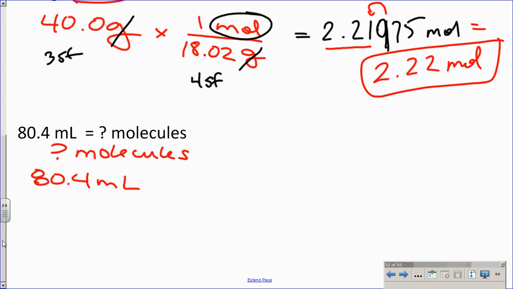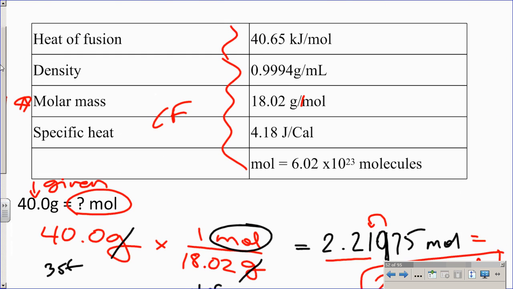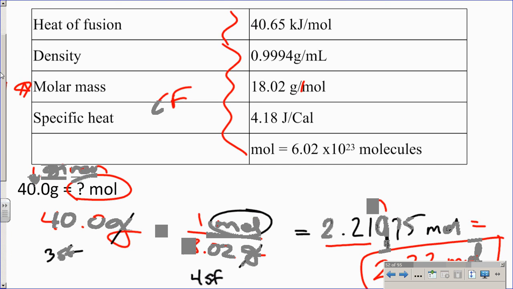So we want to look and see if there's anything with a direct comparison between milliliters and molecules. All right. Do you see anything with a direct comparison between milliliters and molecules? Milliliters and molecules in the same number. That's moles and molecules, right? Oh, so you change it to moles and then change it to molecules. That very well might be true, right? We might have to do one more thing.